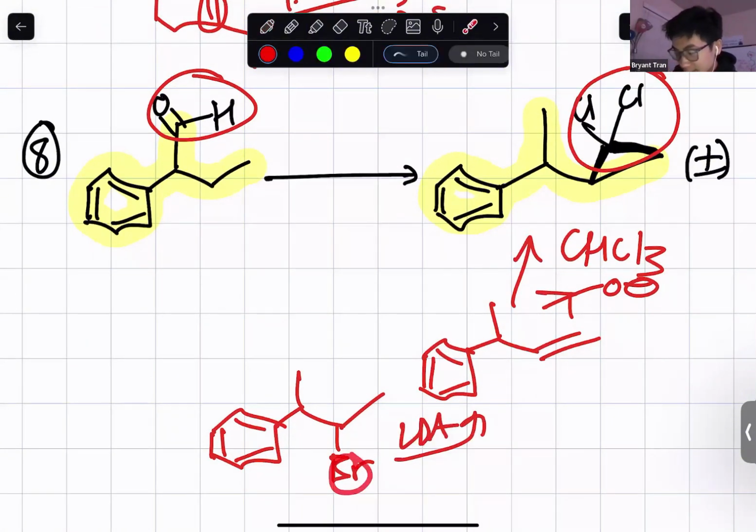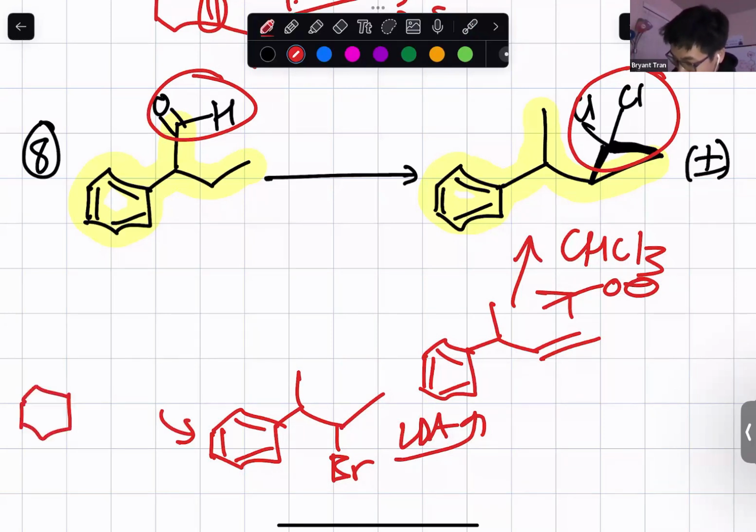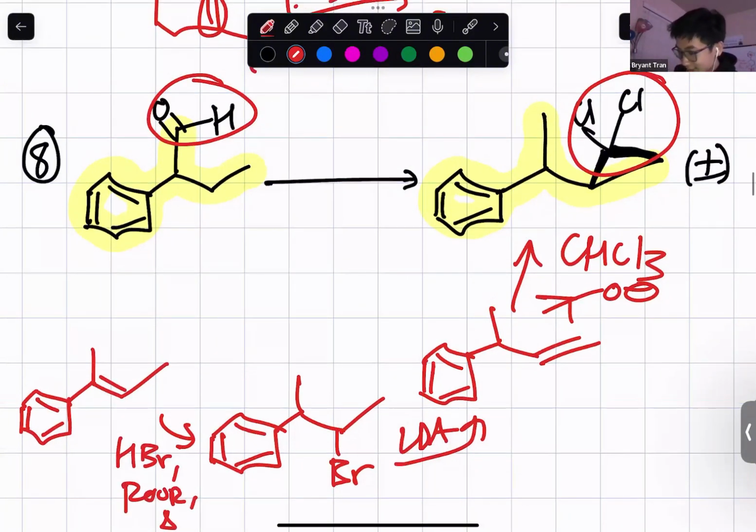Notice how the bromine is at the less substituted carbon. What reaction, if you go backwards even more, creates this bromine at the less substituted carbon, the anti-Markovnikov position? Radical. Yeah. What sound does the lion make? Roar. So say alkene right there, HBr, ROOR, heat. Okay.